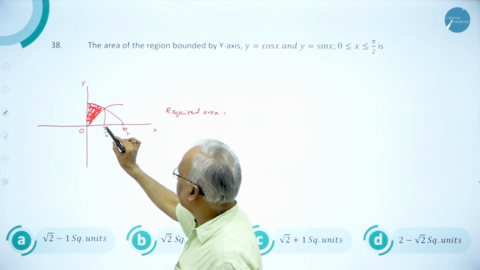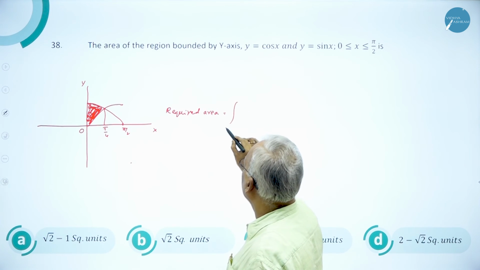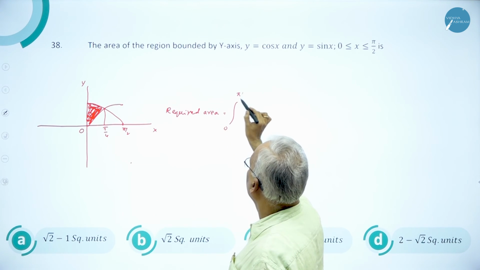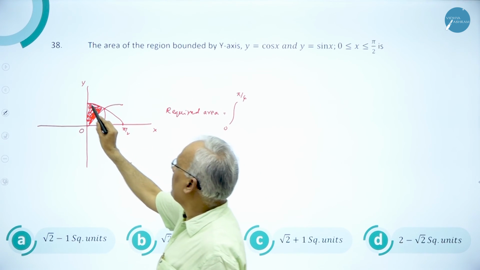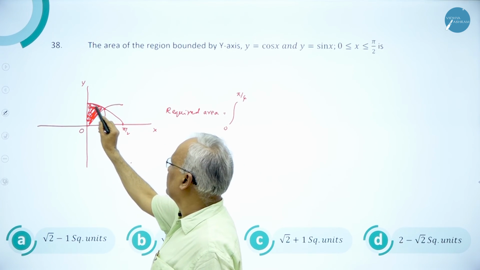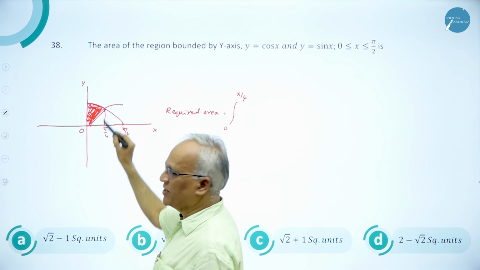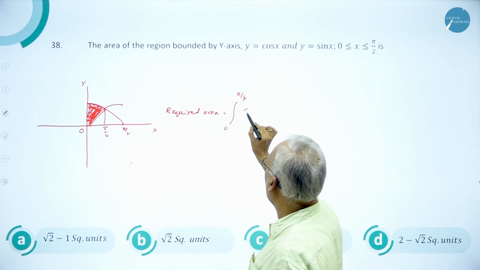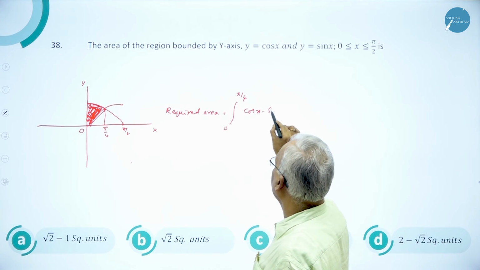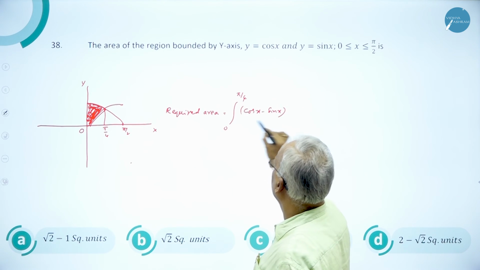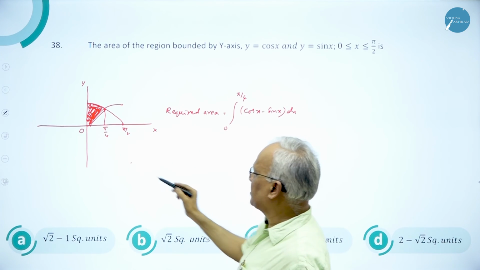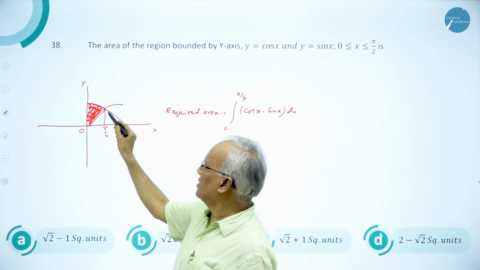Integral 0 to pi by 4, because you know where they intersect, 0 to pi by 4, area made by this function, that is cos x, minus area made by this function, that is sin x. So it is cos x minus sin x into dx. Not sin x minus cos x, because this makes more area than this.